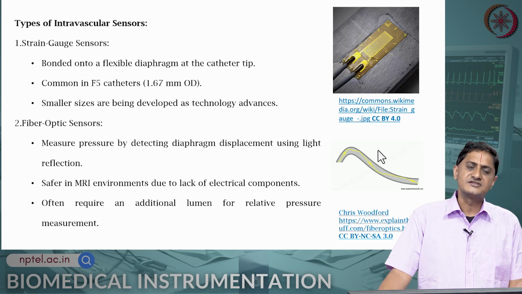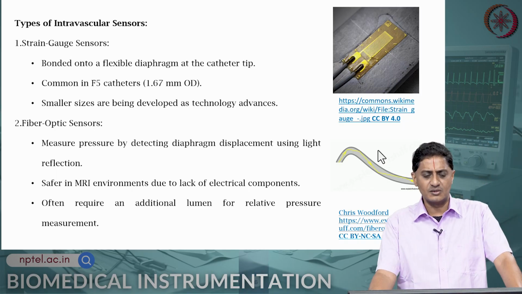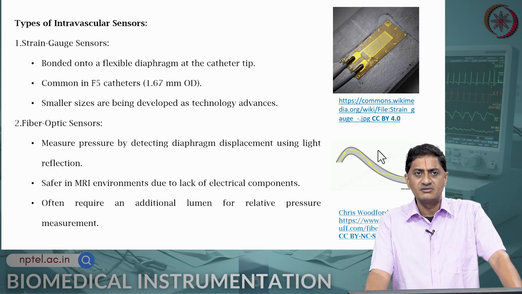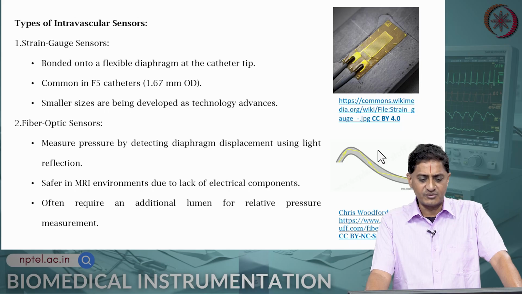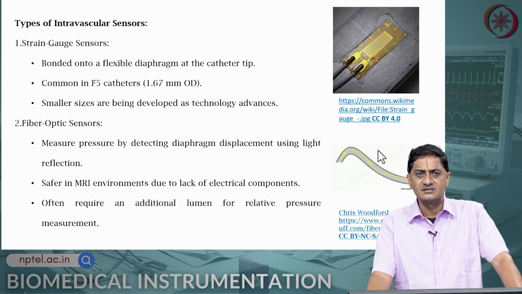First is the strain gauge sensors. These are sensors that are bonded onto a flexible diaphragm at the catheter tip. So, essentially the catheter tip is sensorized with a strain gauge. What is the strain gauge? We discussed this previously in one of the previous weeks.